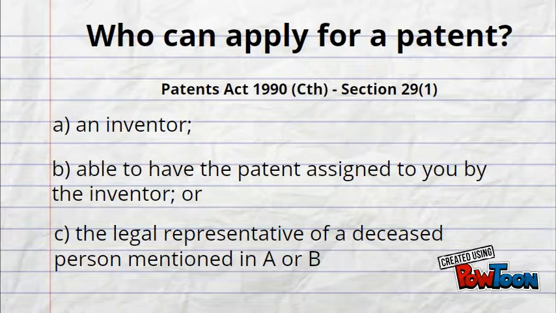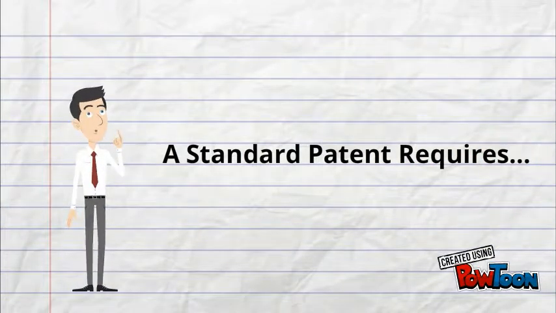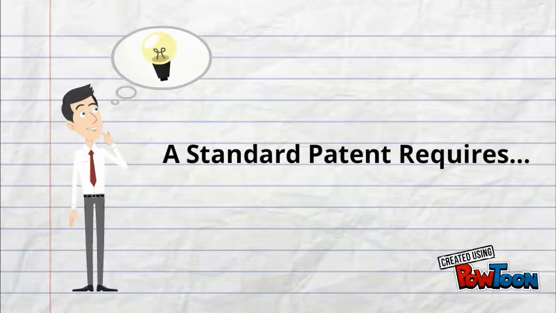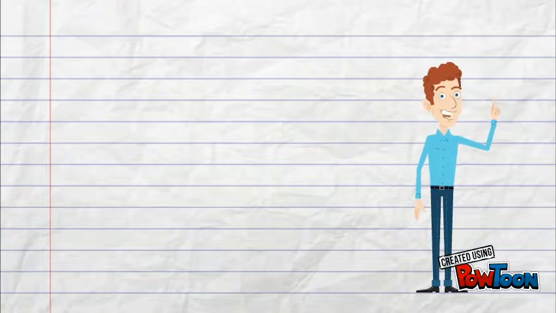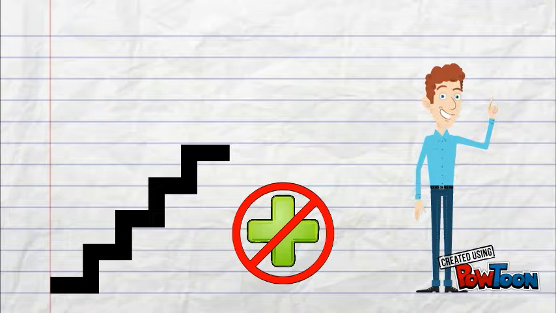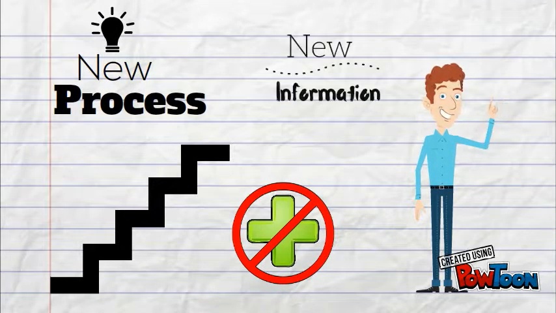A standard patent requires the person applying to have invented something completely new through an inventive step that can be used or made within an industry. The inventive step can't be an add-on to something, it must be a new process or new information to someone who has knowledge of or works within that industry.